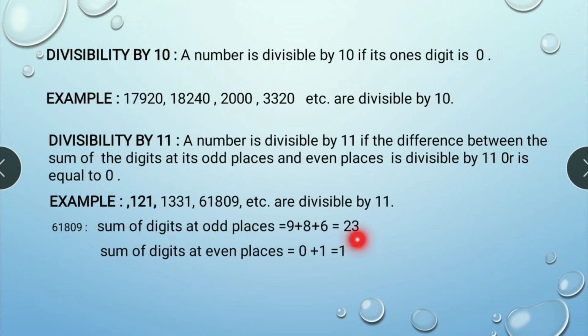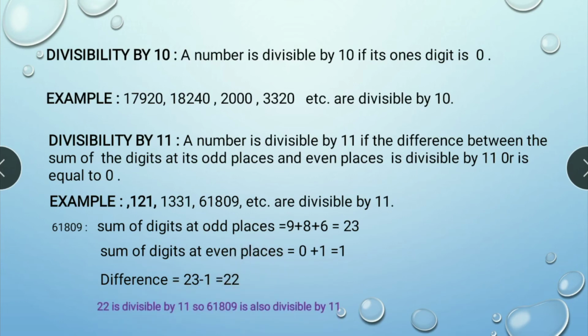Now we will find the difference between these sums. On finding the difference, we have got 22. 22 is divisible by 11. Hence, the given number is also divisible by 11. Understood? Similarly, you can check for these numbers also. So, for finding, you have to see that the difference between the sum of the digits at odd places and even places is divisible by 11 or is equal to 0. Hope you understood. Now let's start doing exercise 16.2.